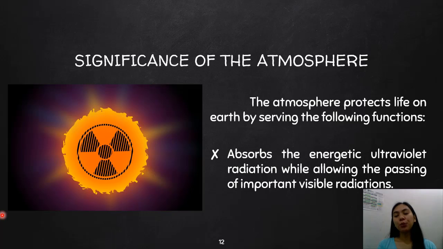The atmosphere protects life on Earth by serving the following functions. First, it absorbs the energetic ultraviolet radiation while allowing the passing of important visible radiation. Of course, the sun releases a vast amount of energy in terms of UV rays. Those particular UV rays are being filtered by our atmosphere. So when they hit the Earth, the rays coming from the sun are no longer harmful. So you can see how important the atmosphere is. That's the very first significance.